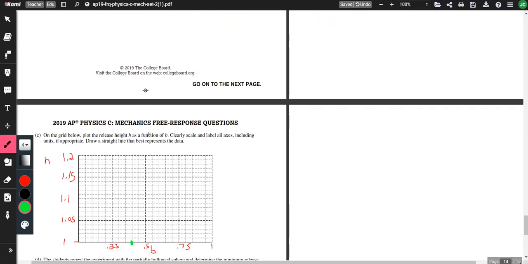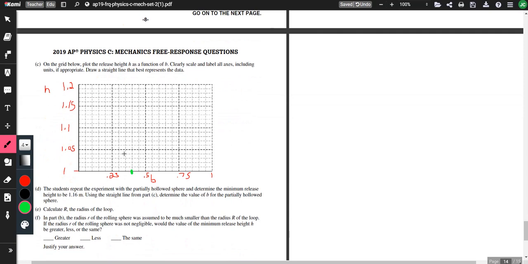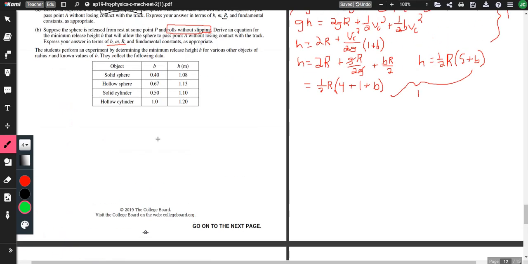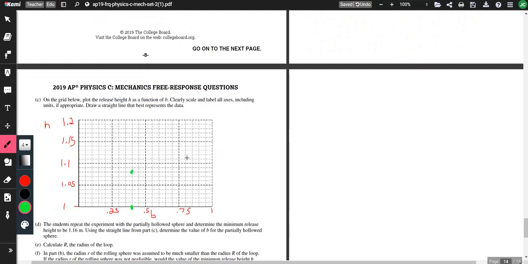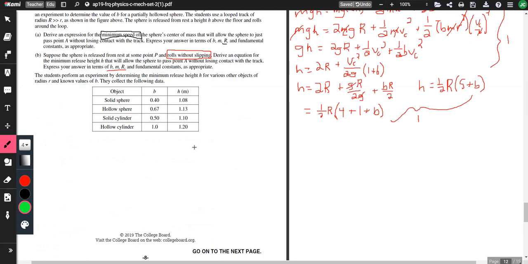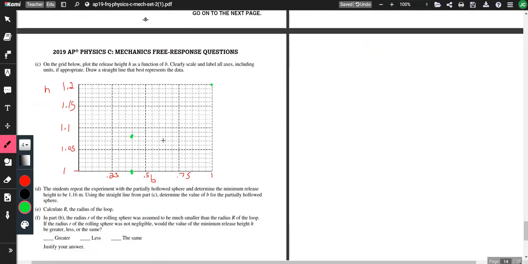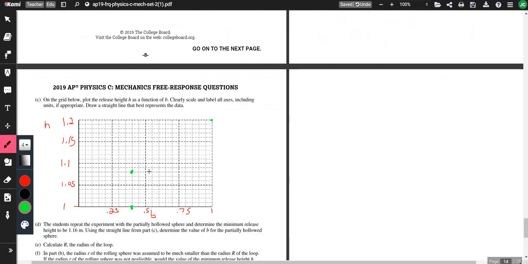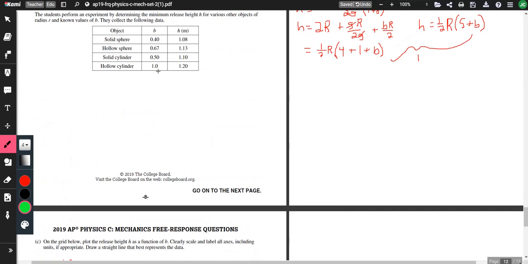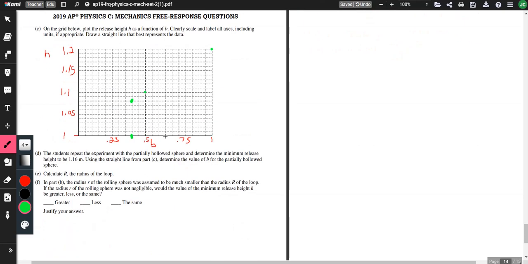So this first point, which is 1.08, is going to be 0.05, 6, 7, 8 right there. The next one, which is 1. Well, we already have this point right there. I can actually do this one easily, 0.5 and 1.1. And then the last one, 0.67, which we already said was about here. Going to go up to 1.13. 1, 2, 3. There we go. So those are my lines.